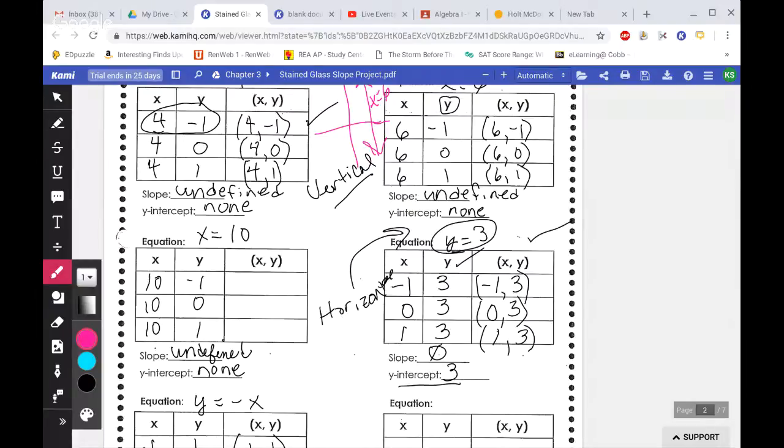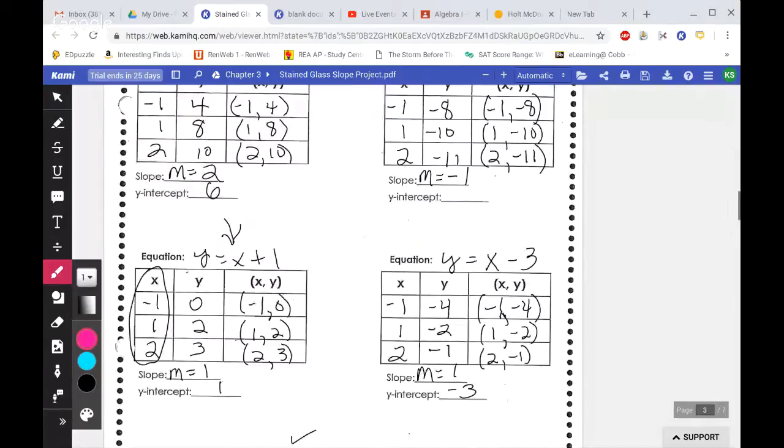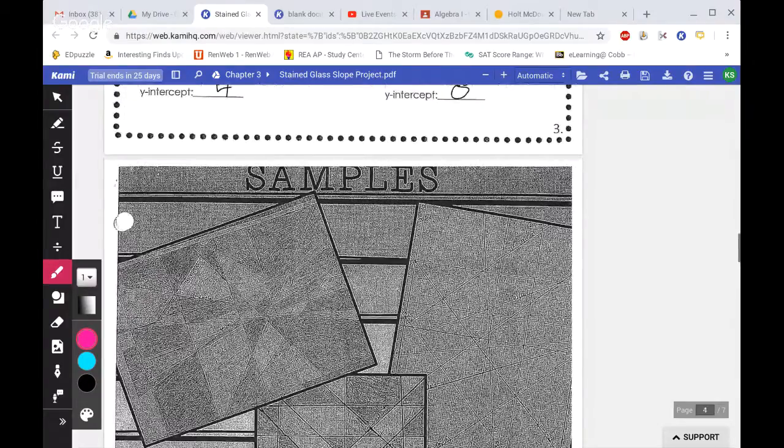Miss Sparks, can I see page 4 again, where the examples are, to check my answers? Yes, sir.